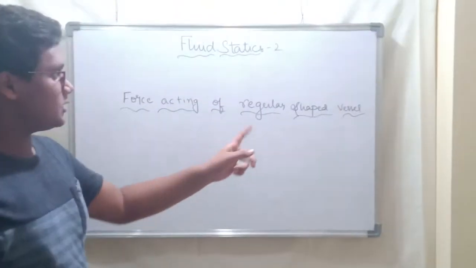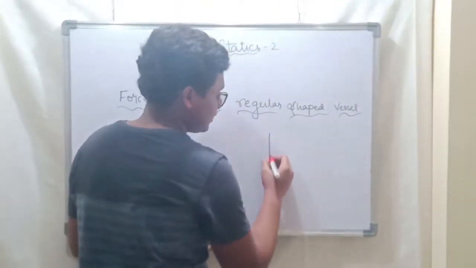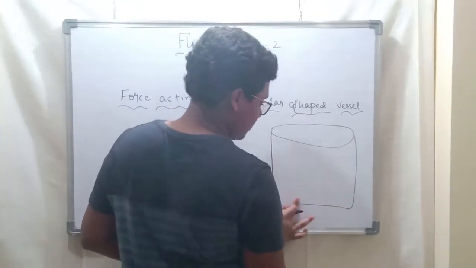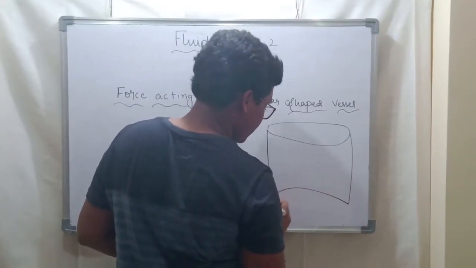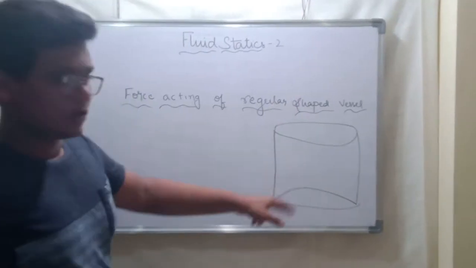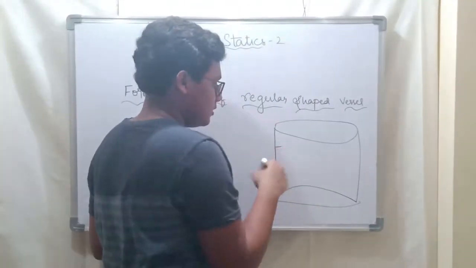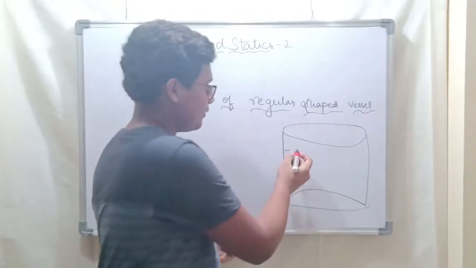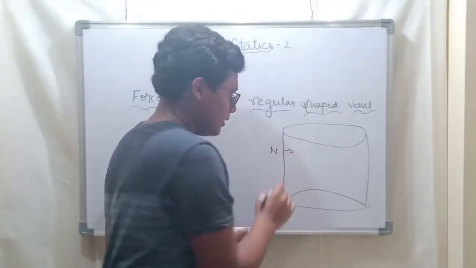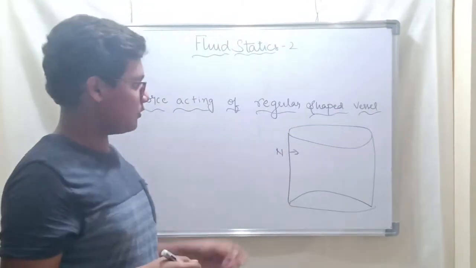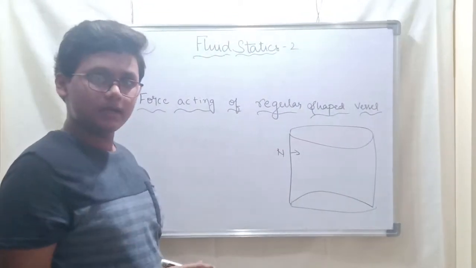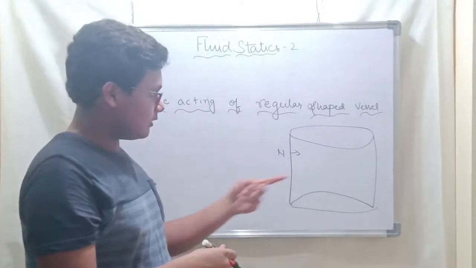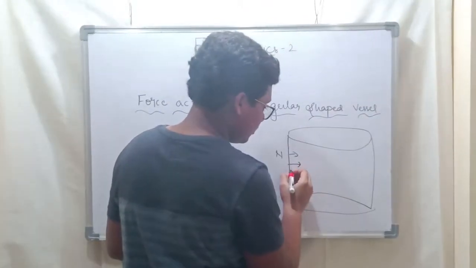Force acting on a regular shaped vessel. It means that we will take a cylindrical vessel, which is a regular shaped vessel. The liquid exerts a force on the wall, and the wall will give a normal force. So these are the normal forces.